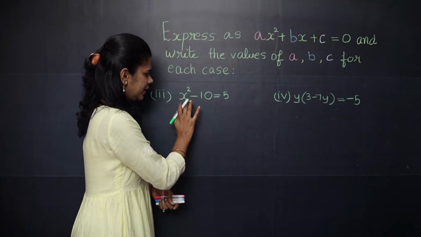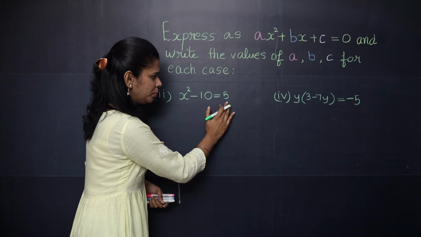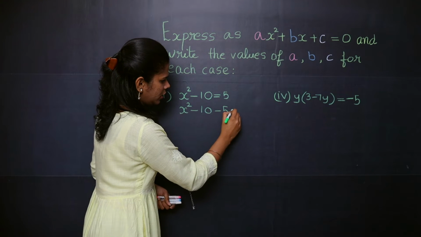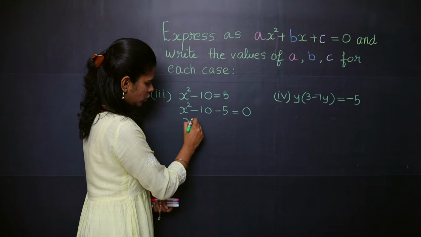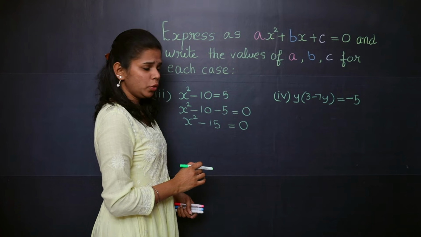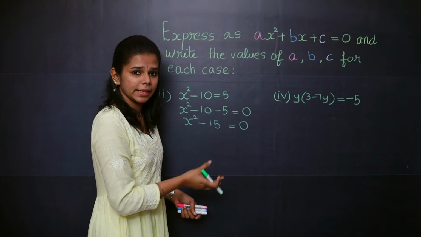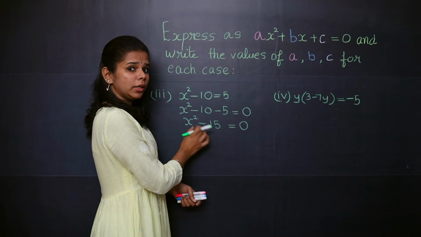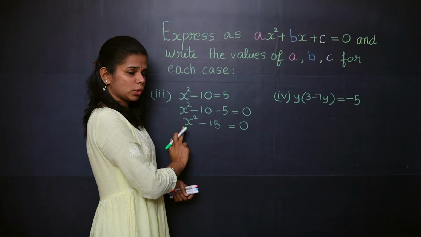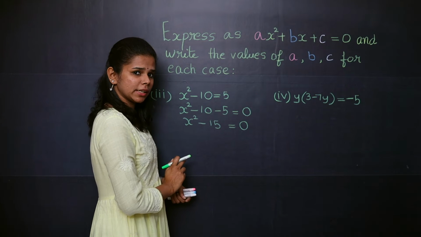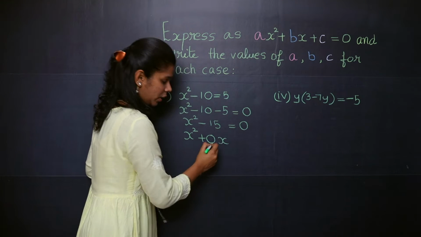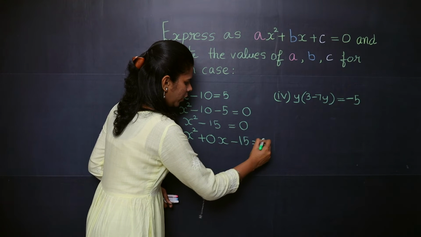In the third sub-question, it is x square minus 10 equal to 5. So I'm going to bring 5 to the LHS. So it becomes x square minus 10 minus 5 is equal to 0. So here it becomes x square minus 15 is equal to 0. So when you look at the standard form, you can see that there is no term like bx. That is, you cannot see the value of b, or you cannot see the variable x. So in that case, you just need to find out the coefficient of x square, and that is 1, and you have the constant. So you can actually rearrange them and write it as x square plus 0x, because it is not there, minus 15 is equal to 0.